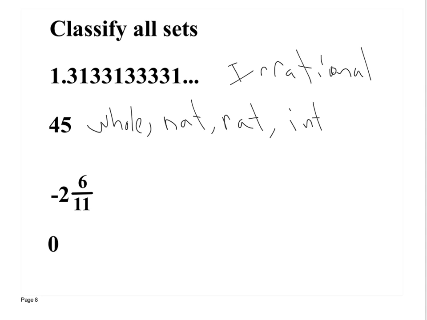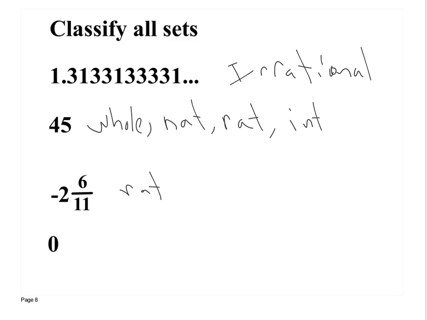-2 and 6/11. What is it? Ben. It's not an integer. Okay, it's got a decimal or it's got a fraction to it. Integers don't have those, so it's not an integer. What is it, Alan? It's rational. I can write it as a fraction, so it's rational.